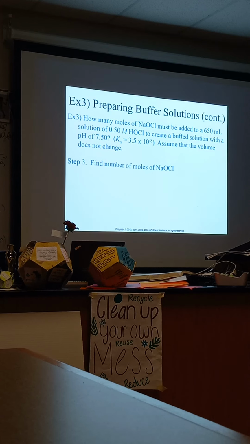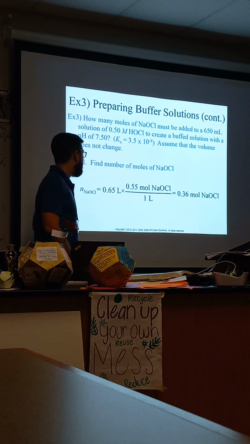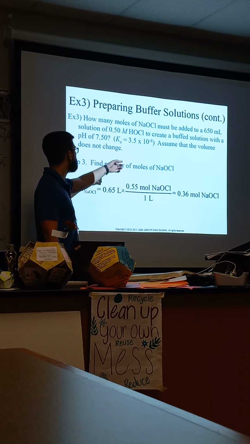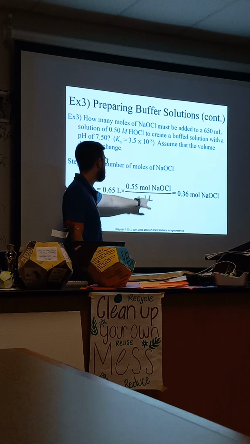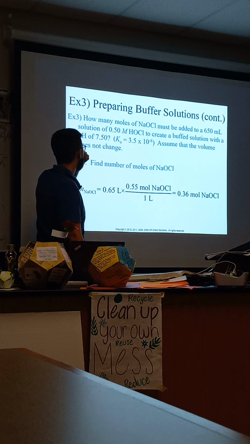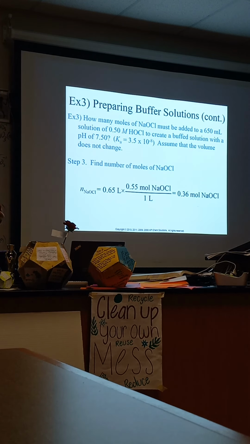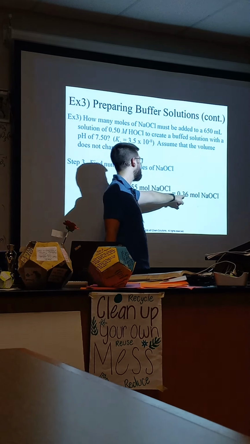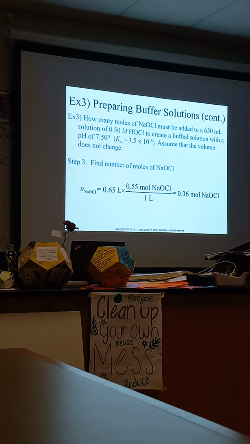Alright, I hear a lot of talking, so we're moving on. So guys, now we're gonna find the number of moles of NaOCl here, and we're gonna take the 0.65 liters and multiply it times the molarity, and that's gonna give us 0.36 moles of NaOCl. So guys, this is how we can create one of these buffered solutions. That's what example 3 is all about. And so our final thing is this is a buffed 0.36 moles NaOCl solution. Look at that. It's buffed out.